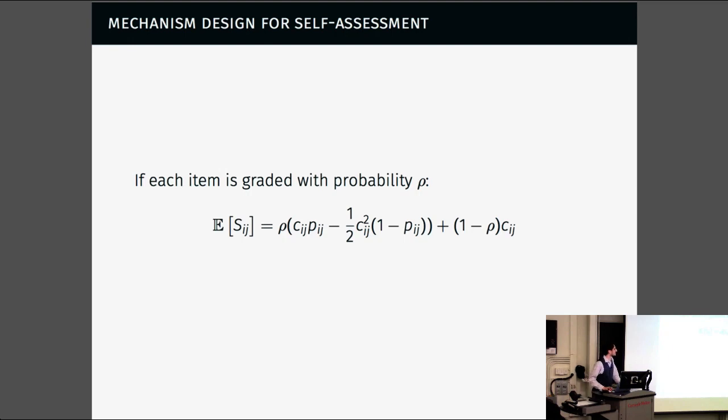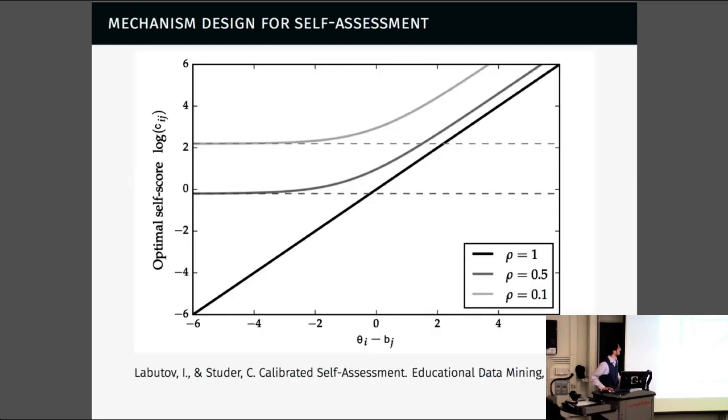Okay. So what happens in this setting? I think it's now harder to maximize this. You can come up with an equation, but I think it's more illustrative if we just look at what the plots look like. So here are plots. We're plotting the difference between the student's ability and the item difficulty versus the optimal self-score that the student gives.